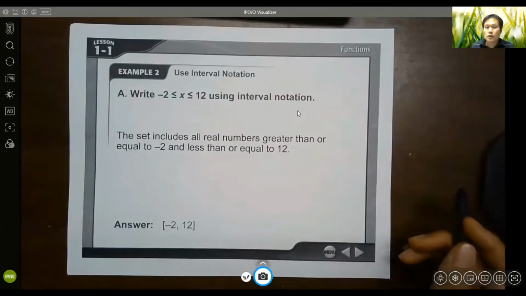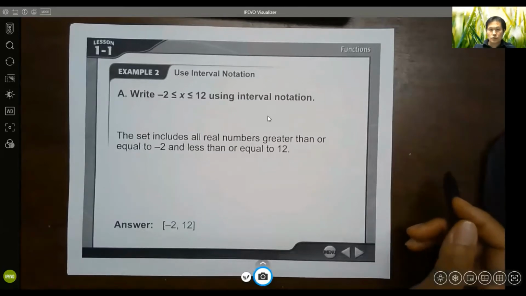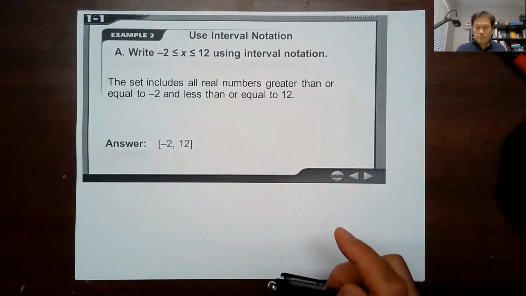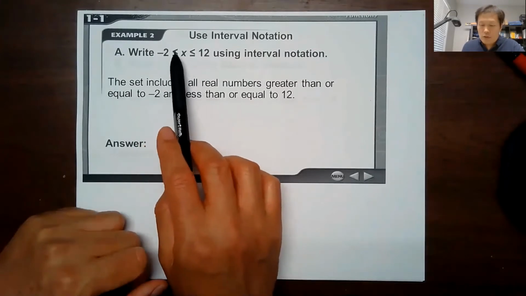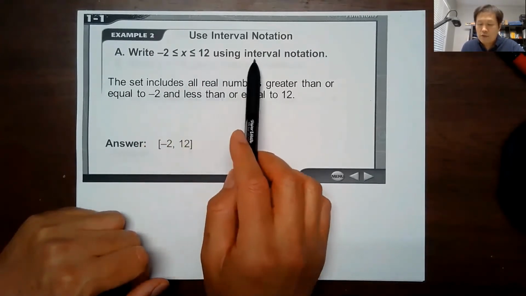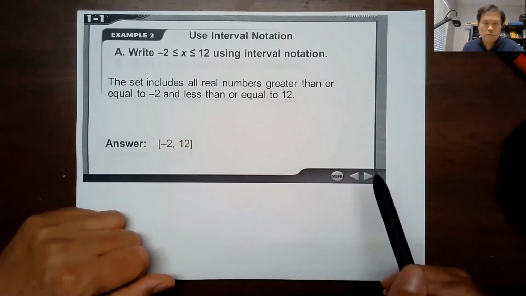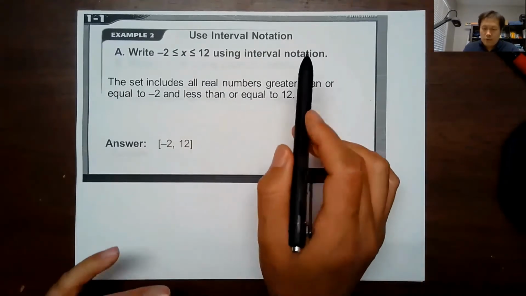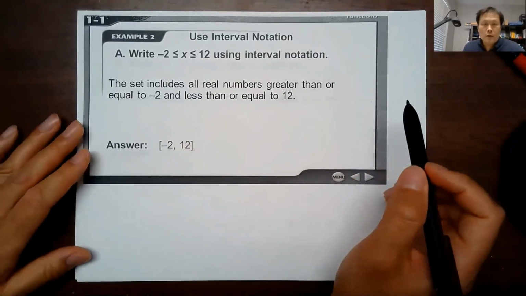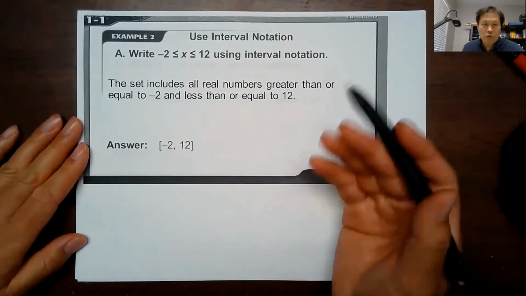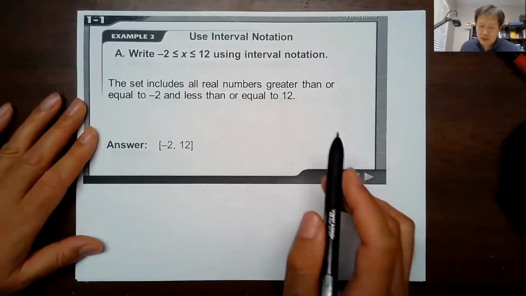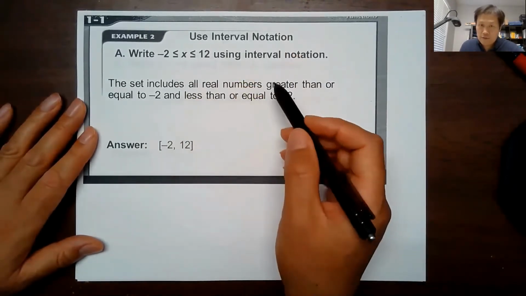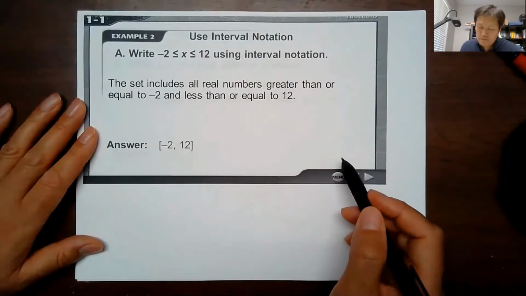Okay, let's start with the interval notation, example 2. Write -2 less than or equal to x less than or equal to 12 using interval notation. Okay, so interval notation. I'm not sure if you're familiar with it from previous classes. In case you haven't forgotten, here I can go over one more time.